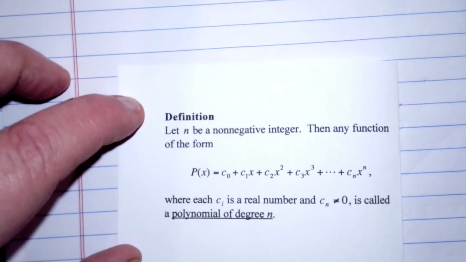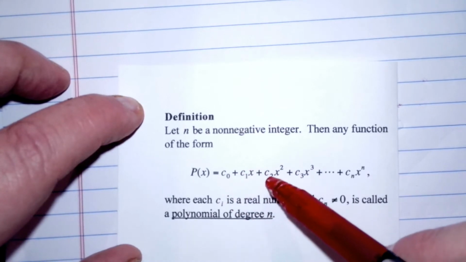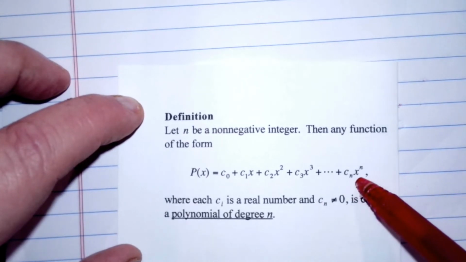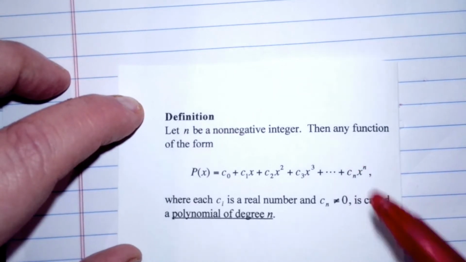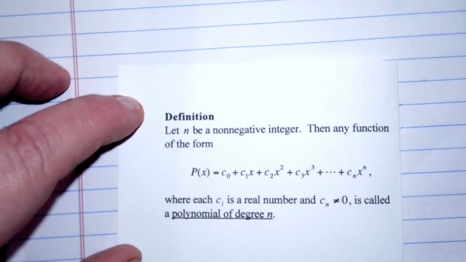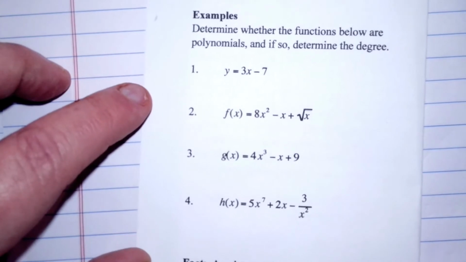So what's allowed in a polynomial? You can have a constant term, you can have a constant times x, a constant times x squared, and so on and so on. The highest power that actually appears, that doesn't disappear because the coefficient is 0, is called the degree of the polynomial. So let's look at some examples and determine whether they are polynomials or not.